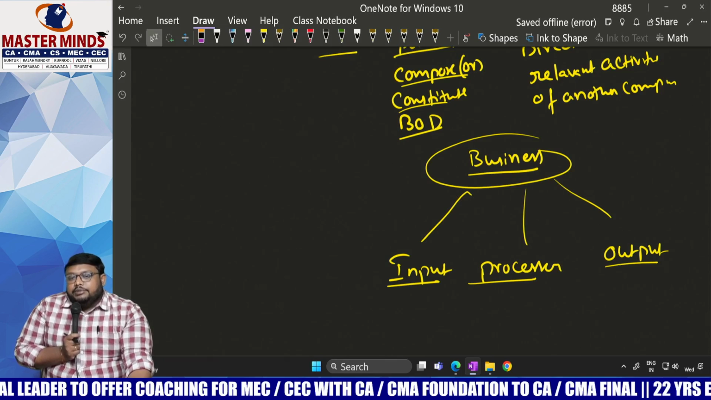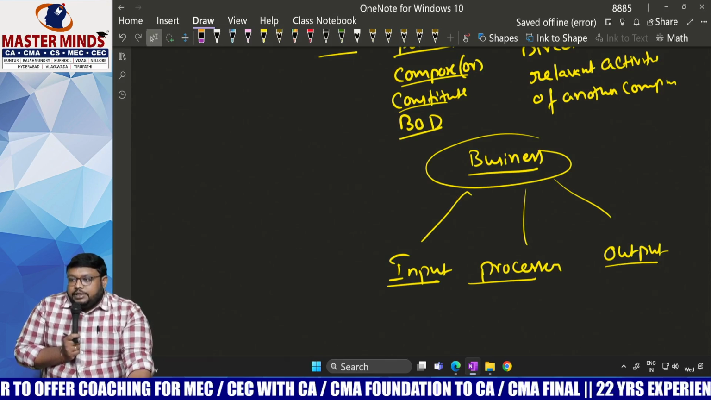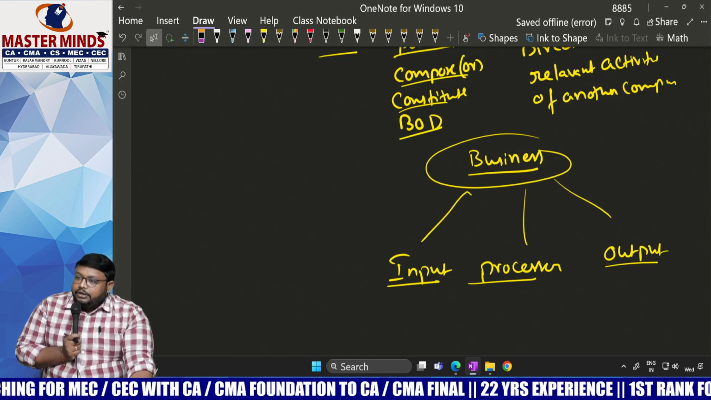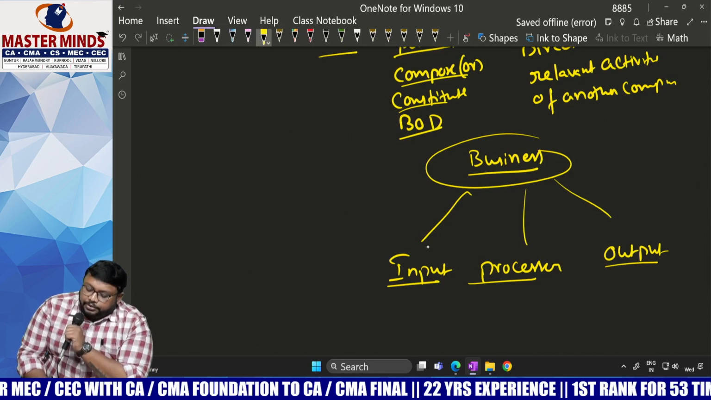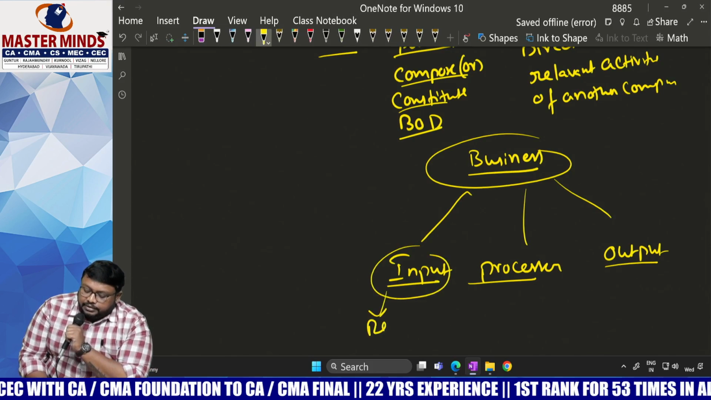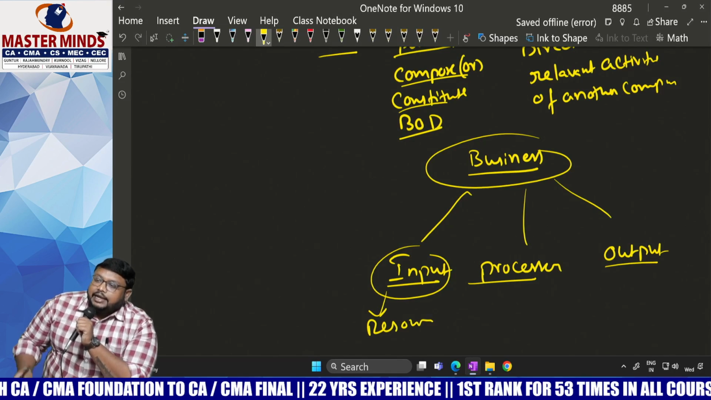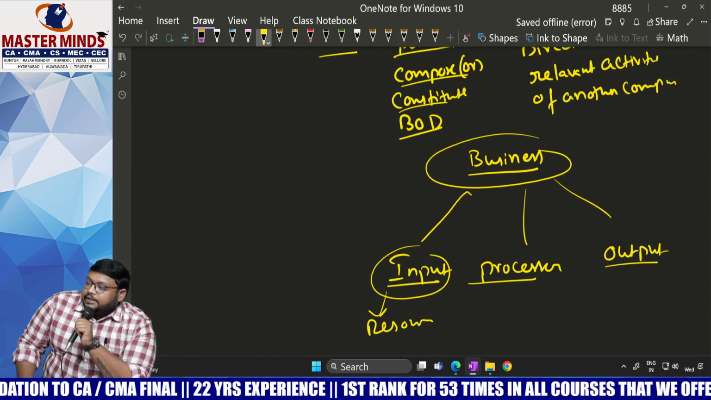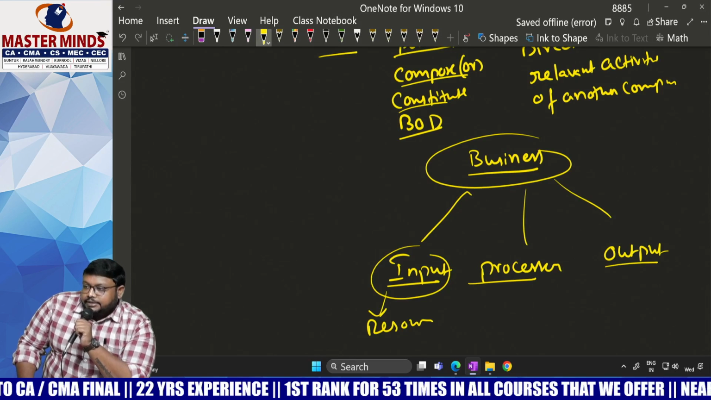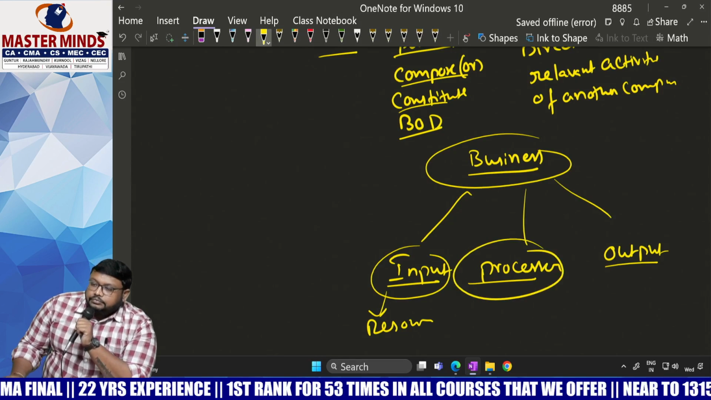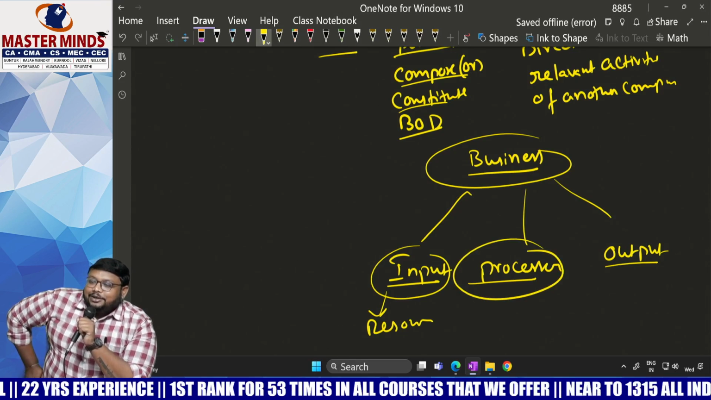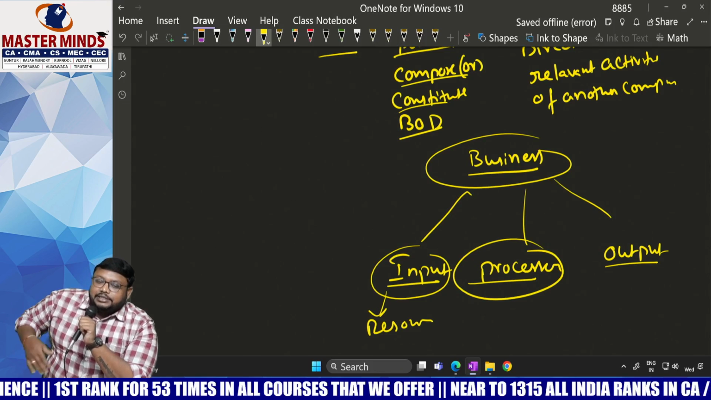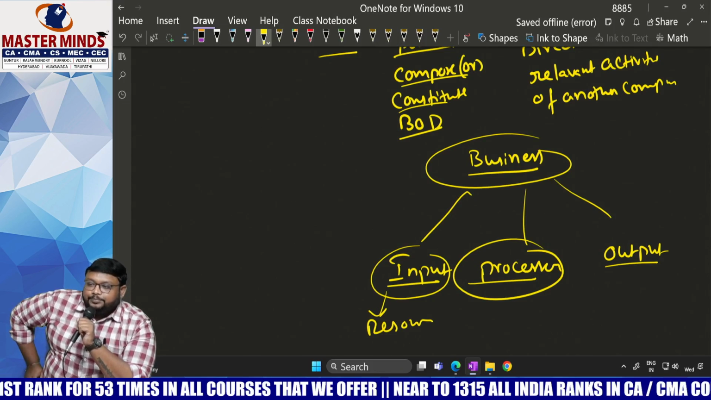So why are you using the machinery in the factory? To generate goods, to generate the products. So in order to generate the output, whatever input you are taking, all the resources come here: tangible assets, intangible assets, manpower, intellectual property rights, everything will be the inputs for the organization. Process is nothing but conversion of raw material. Here I told you input is machines also, assets also, not only the inventory.